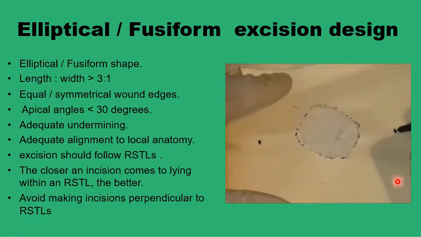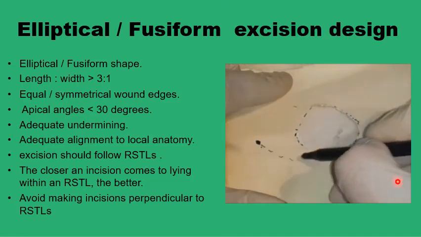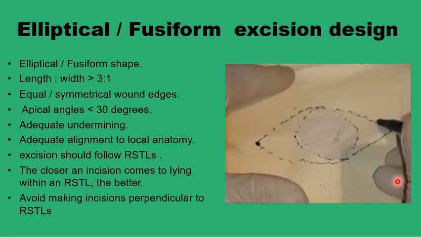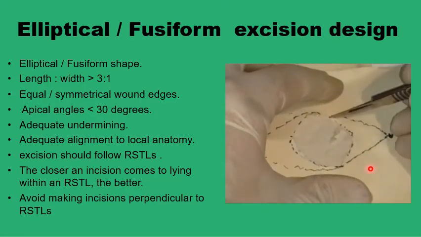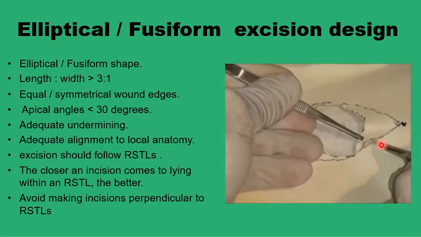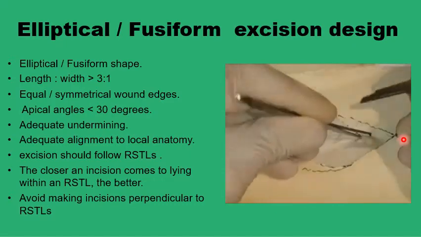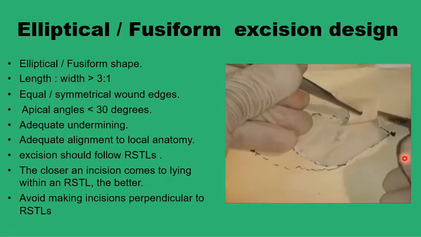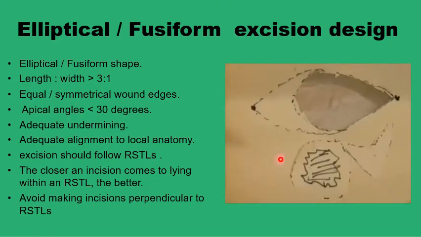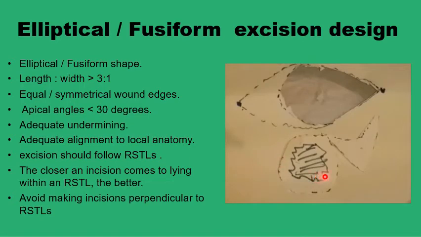The way to do it is to design a fusiform shape. It's not really an ellipse because it has angled apices. You would see that the design here is a length to a breadth of more than 3:1 and an apical angle less than 30 degrees. And this would entail removing two triangular pieces of excess tissue in the wound plus the safety margin, but that's to get a flat wound, avoiding having the dog ears at the end.